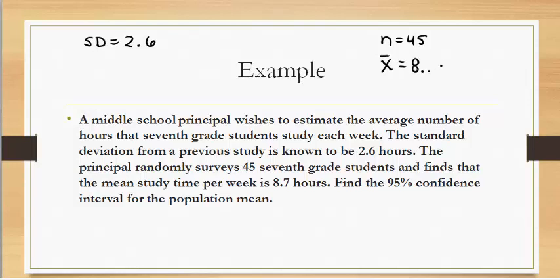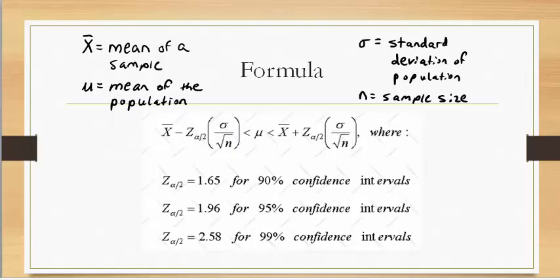We're going to use that to make a prediction about what the mean for the population is going to be. Let me get that corrected there. 8.7. Okay. The problem asks us to find the 95% confidence interval for the population mean. So I'm going to go back on my other screen and I'm going to look for the z value that goes with 95% confidence. So we can see that that is going to be 1.96.